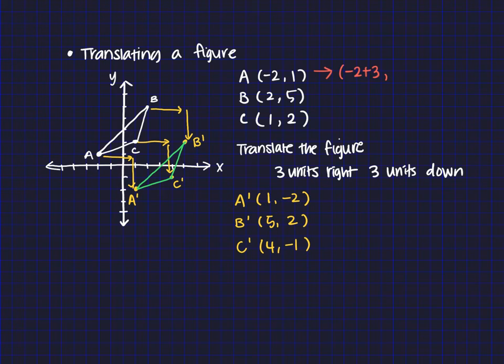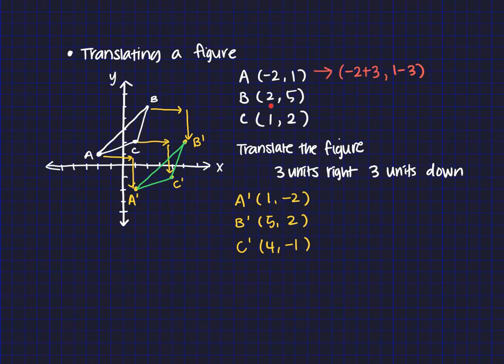Same thing if I want to find out the y value. In this case, you are going 3 units down. So you're going to subtract 3 from your y value, which is 1. And when you subtract 3 from a +1, you're going to actually go into a negative number, and it comes out to be a -2. So let's see if the rest of the points are following this same pattern.